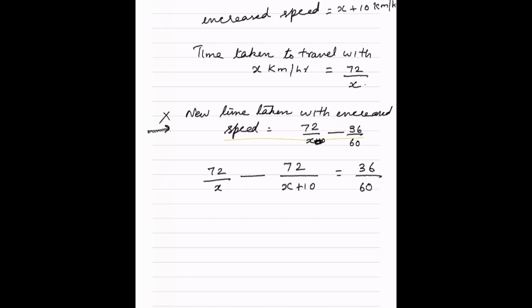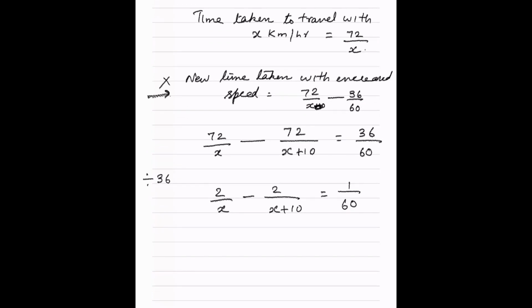Now 72 is a multiple of 36, so I will divide each and every term by 36. 36 into 2 is 72, right? So 2 by x minus 2 divided by x plus 10 equal to 1 by 60. I just made the expression smaller so that the calculation will be easier.